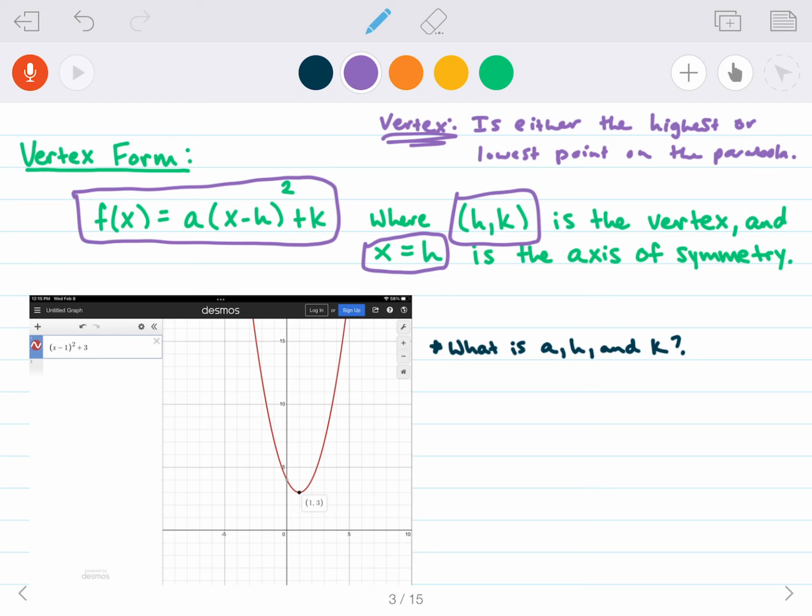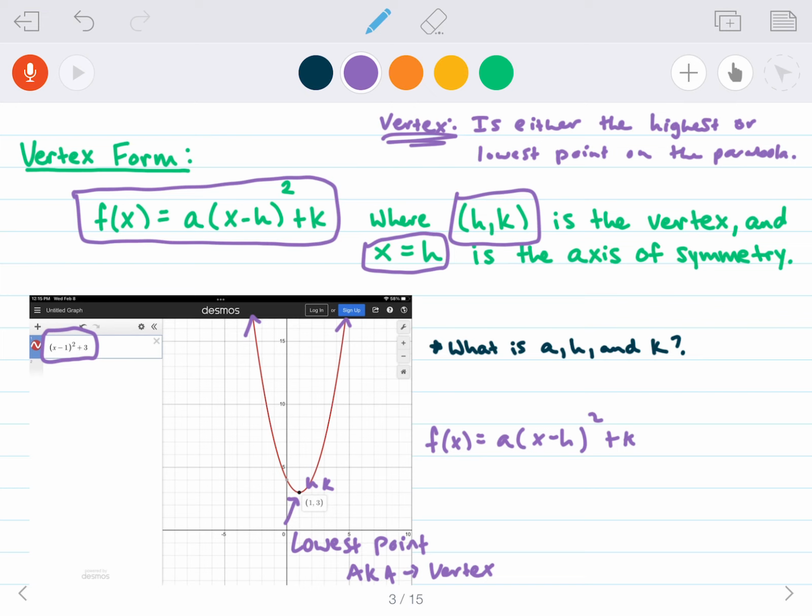So let me explain what that means. Here we have a function graphed on Desmos, and the vertex form is again a times x minus h squared plus k, where h comma k is the vertex. So the vertex is either the highest or the lowest point. Does this guy have a highest or a lowest point? Well, it has a lowest point because it keeps going up forever and ever without bound. So this is the lowest point, aka the vertex. So here our first number in the ordered pair is h, and our second number is k. So h is equal to 1, and k is equal to 3. That's our vertex.